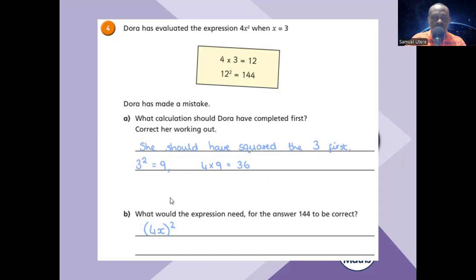Then for B, what would the expression need to be for the answer to be 144? For the answer to be 144, we need to have 12 squared, which means we need to have the expression looking like this.